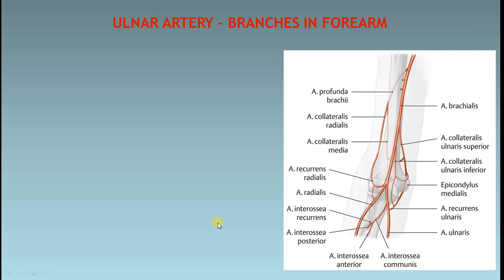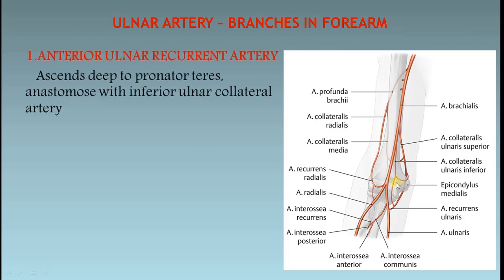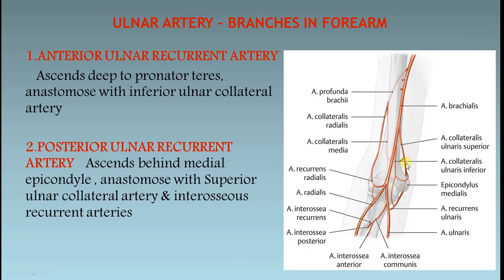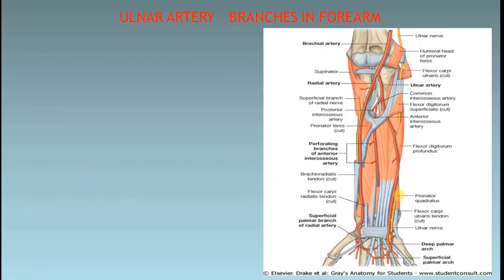Branches of the ulnar artery will be the anterior ulnar recurrent artery, which will anastomose with the inferior ulnar collateral artery around the elbow joint. The posterior ulnar recurrent artery anastomoses with the superior ulnar collateral artery. So these two are again anastomoses around the elbow joint, which we are going to see again in the elbow joint: anterior ulnar recurrent and posterior ulnar recurrent.